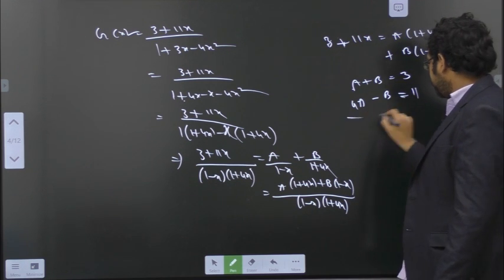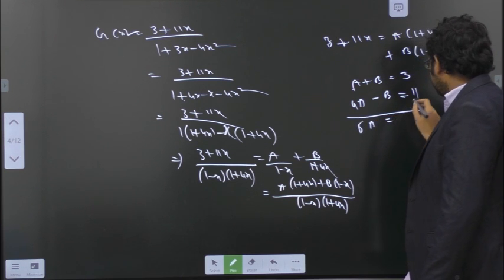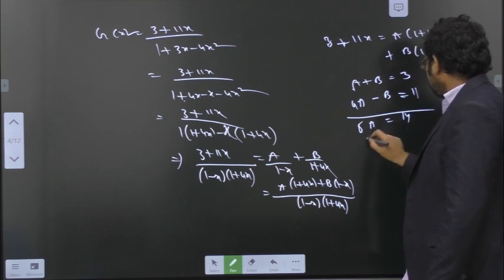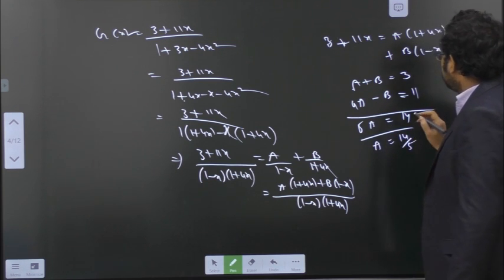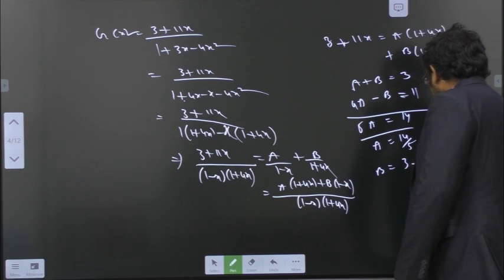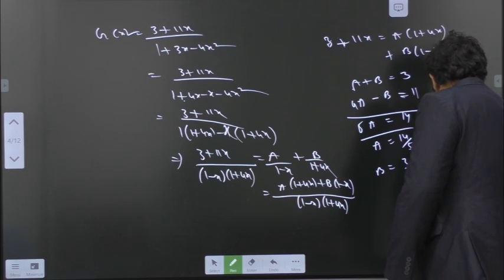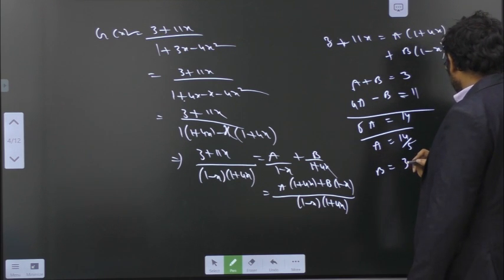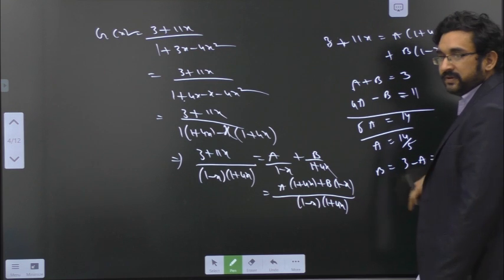So you add on both sides, we will get 5a equal to 14. So a equal to 14 by 5. So if a equal 14 by 5, b equal to 3 minus a. That implies 3 minus 14 by 5, 15 minus 14, 1 by 5. So b becomes 1 by 5. So a becomes 14 by 5, b becomes 1 by 5.